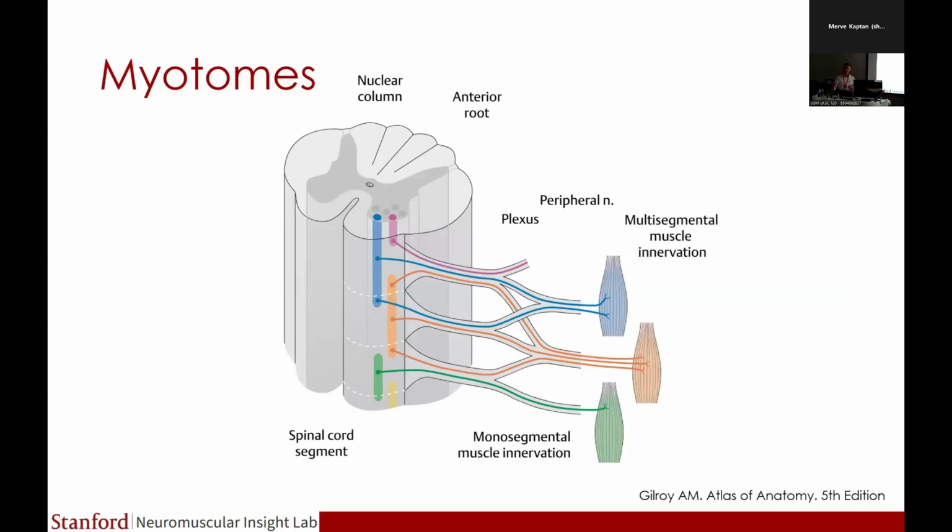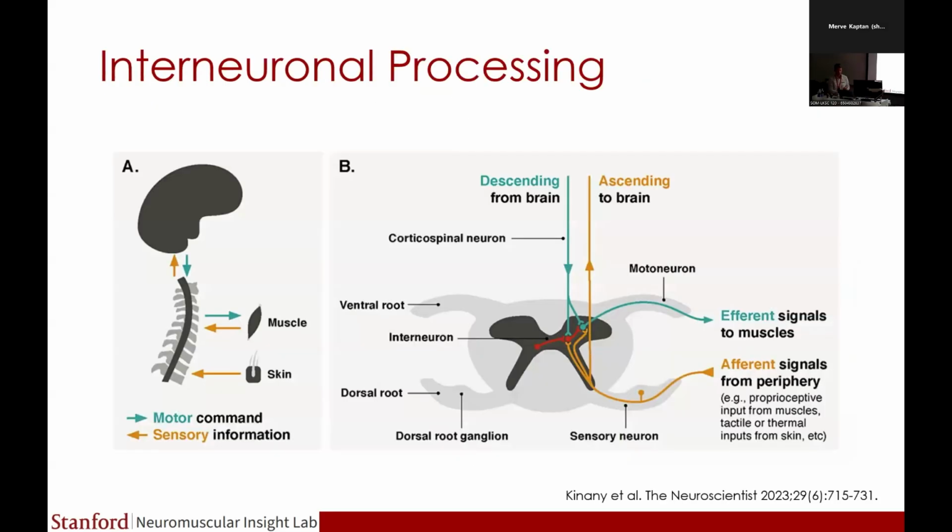Then I want to talk about myotomes. In general, the body's muscles are innervated segmentally, we believe, as well. But most muscles are multi-segmentally innervated, where it's not a single nerve root that is supplying the sole efferent input to those muscles. And the motor neurons themselves are aligned in columns within the cord, and those columns span multiple spinal cord segment levels.